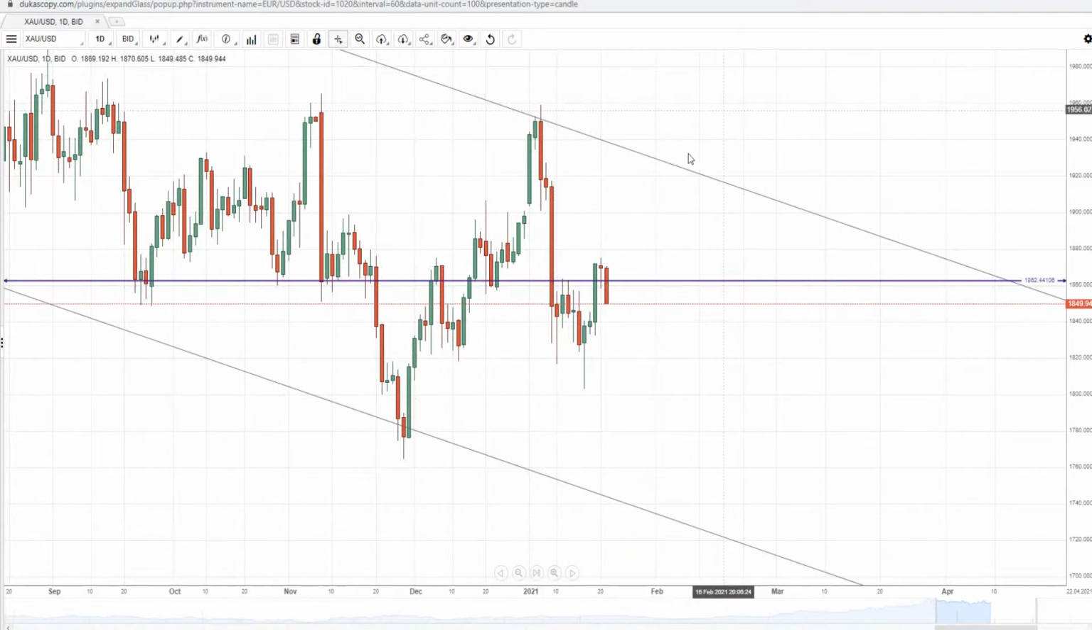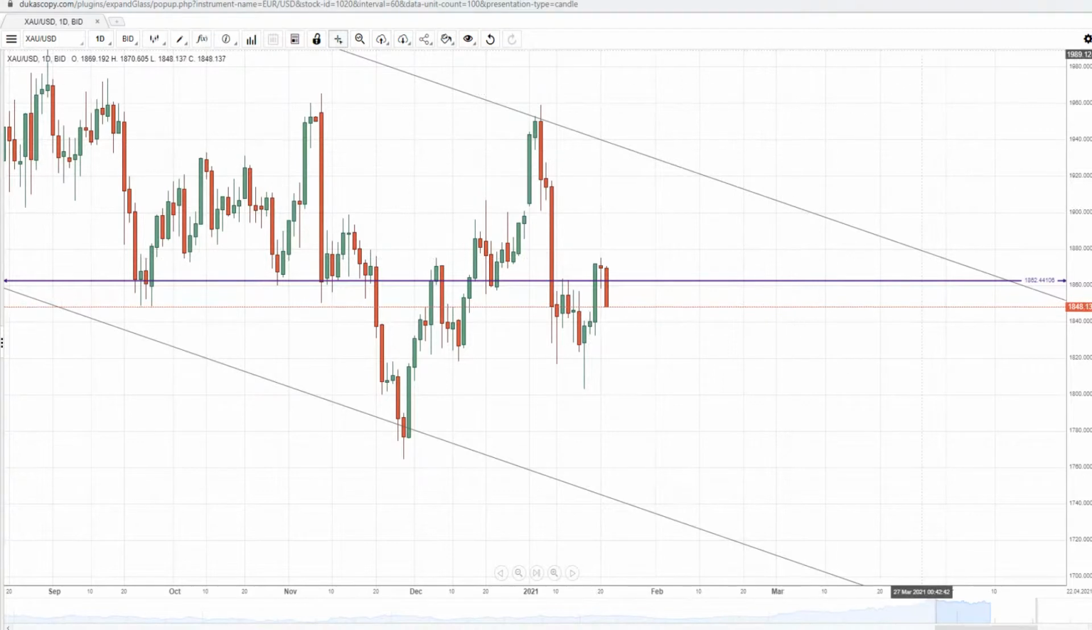So guys, this is the technical analysis for the week ahead. We'll see how it plays out. Maybe next week I will bring it up and look at what played out and what did not.